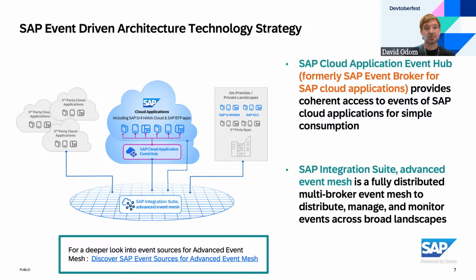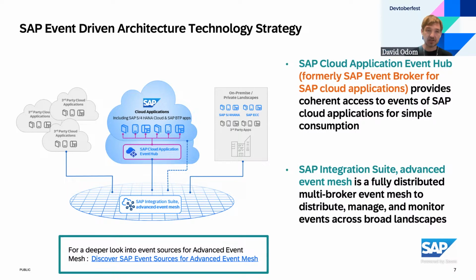And if you want to take a deeper look into event sources for Advanced Event Mesh, there was a talk which actually happened right before this one, but I have the link here about various SAP event sources for Advanced Event Mesh, which includes the SAP Cloud Application Event Hub. So if you're looking in the SAP Cloud context, the good starting place to look is this SAP Cloud Application Event Hub. If you're expanding to full enterprise-wide use cases, then typically people are starting to look at Advanced Event Mesh. And just to mention as well here, we also have the event mesh capability of Integration Suite and the former standalone event mesh.